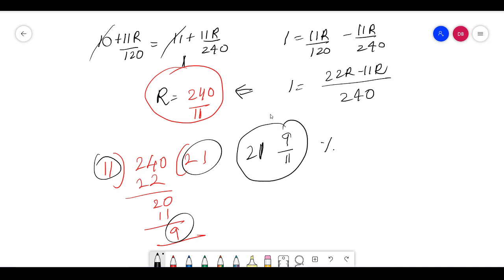So that means if you are borrowing 10 rupees from your money lender and you have to repay it in such a way that you give 1 rupee in 11 installments, then the simple interest for this question is going to be 21 9 by 11 percent.